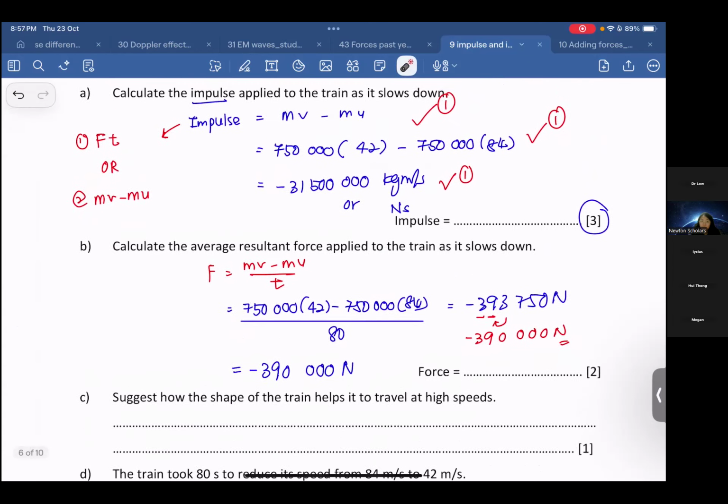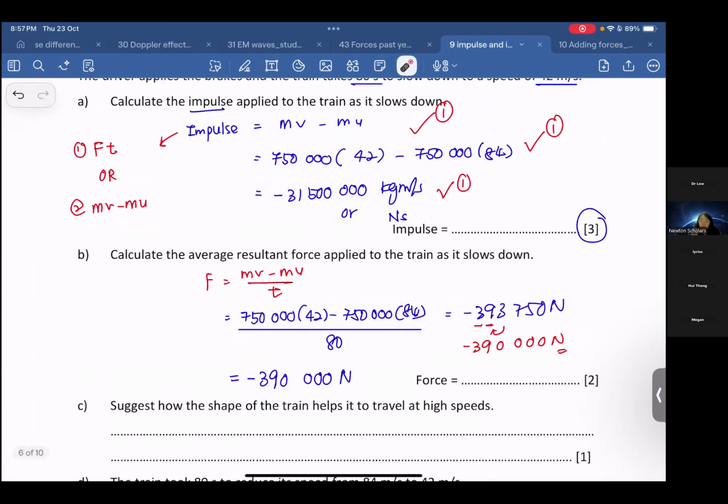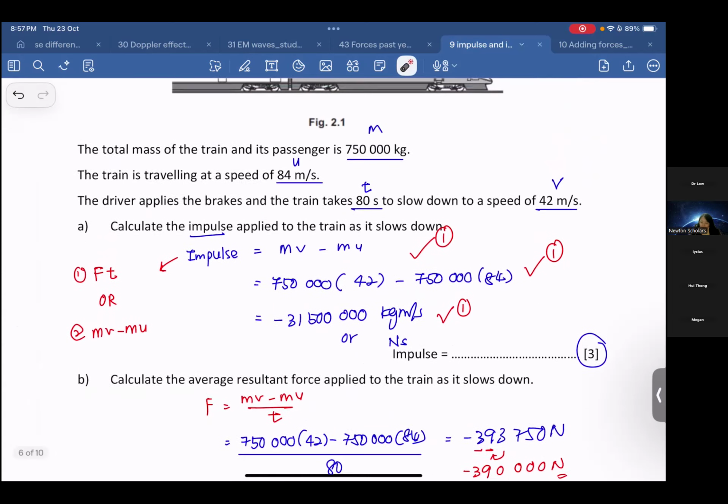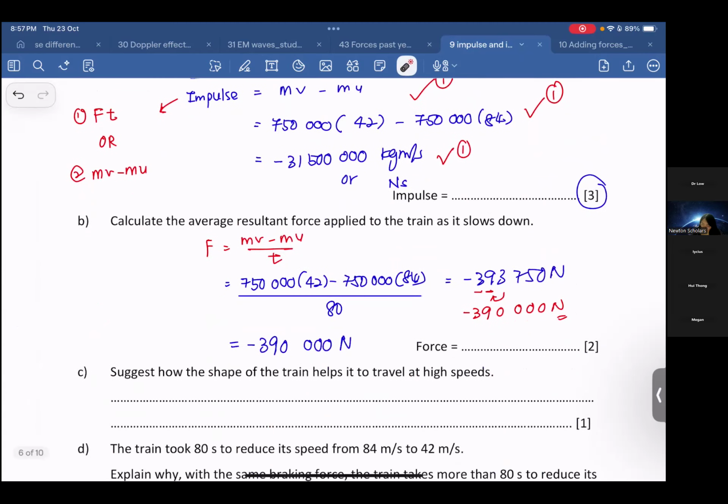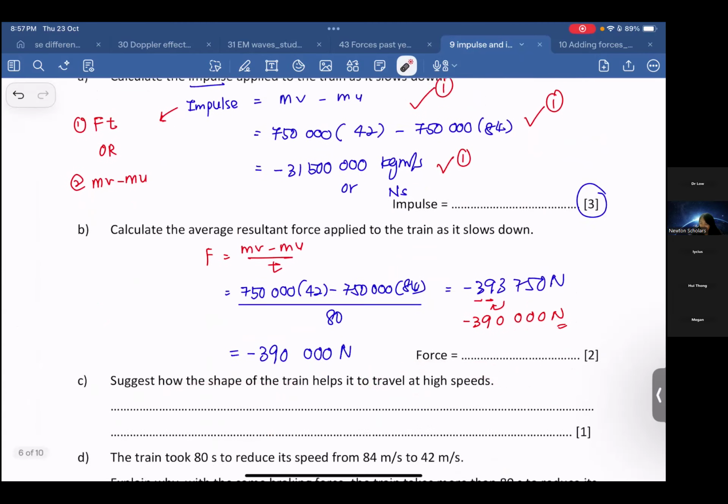Is it okay until right now? So you can differentiate between impulse and force. Impulse is change of momentum or force times time. Impulsive force is the change of momentum, and you have to divide it by time. It's different, okay? So here, they're asking you how the shape can help you travel at high speed.